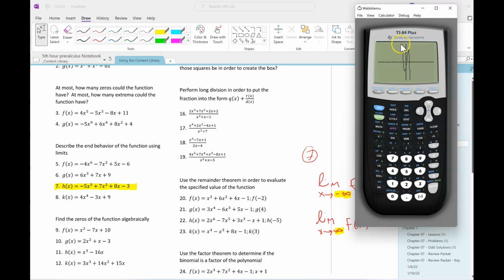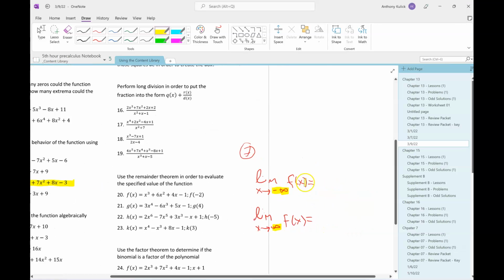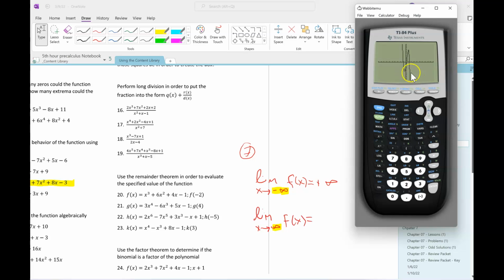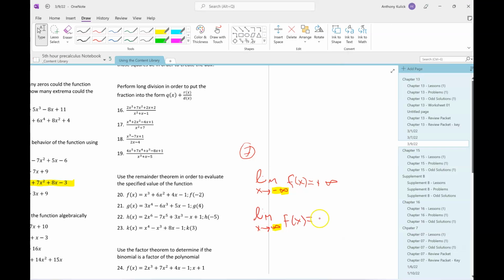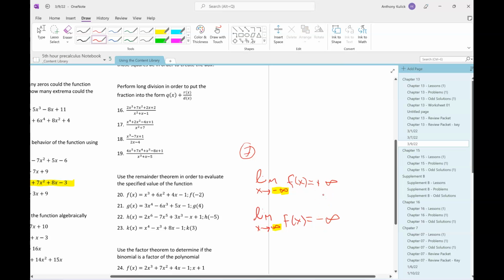Okay, so if I look at the left end of the graph, it's pointing up. So the one here with the negative infinity, since that's pointing up, it's pointing up towards positive infinity. And if I look at the right end of the graph, that's the piece with the positive infinity, that's pointing down towards negative infinity. That's it.